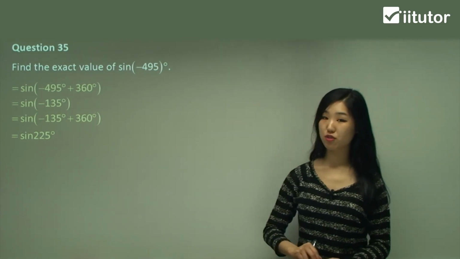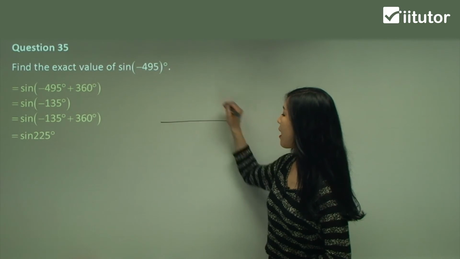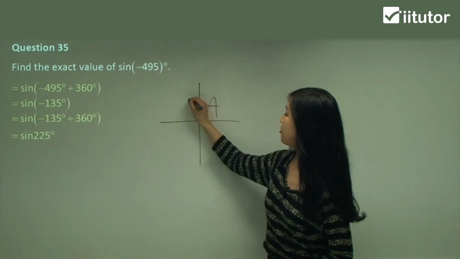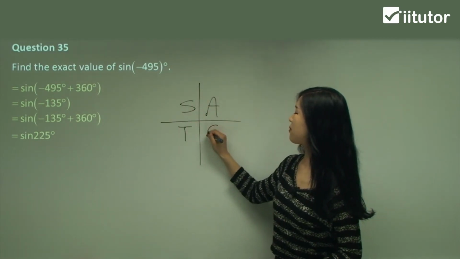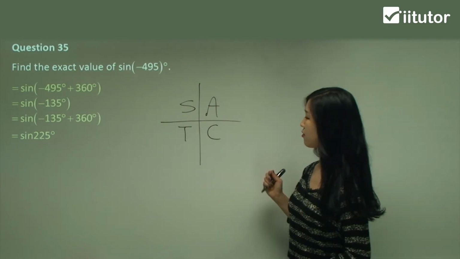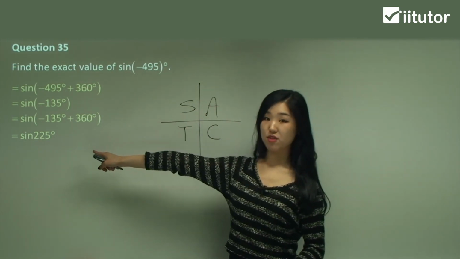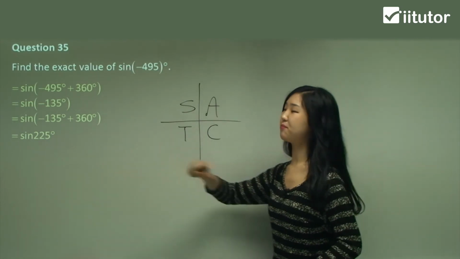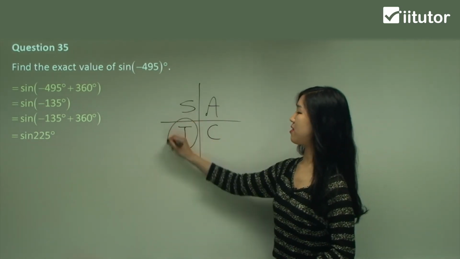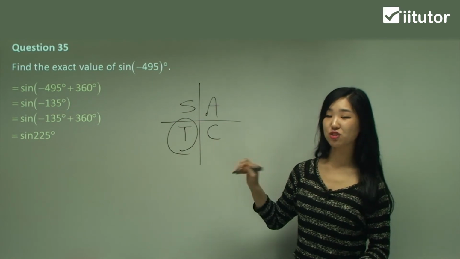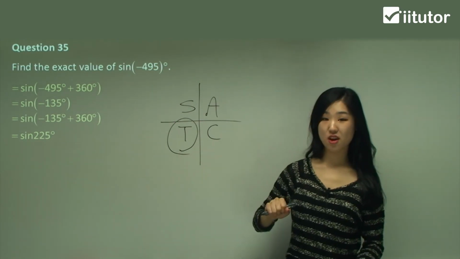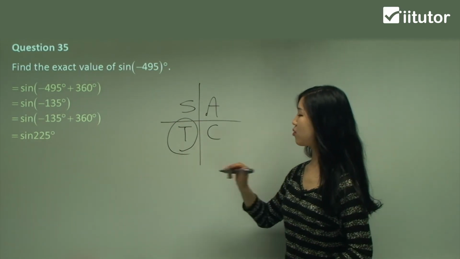Now sine 225. I'm going to use my all stations to central rule. This applies nearly everywhere, so make sure you're always trying to utilize this one. Now 225 degrees, which quadrant is that one in? Well, it's going to be in the third quadrant, isn't it? Yes, 225 degrees lies in the third quadrant. So we're going to be looking at this one.